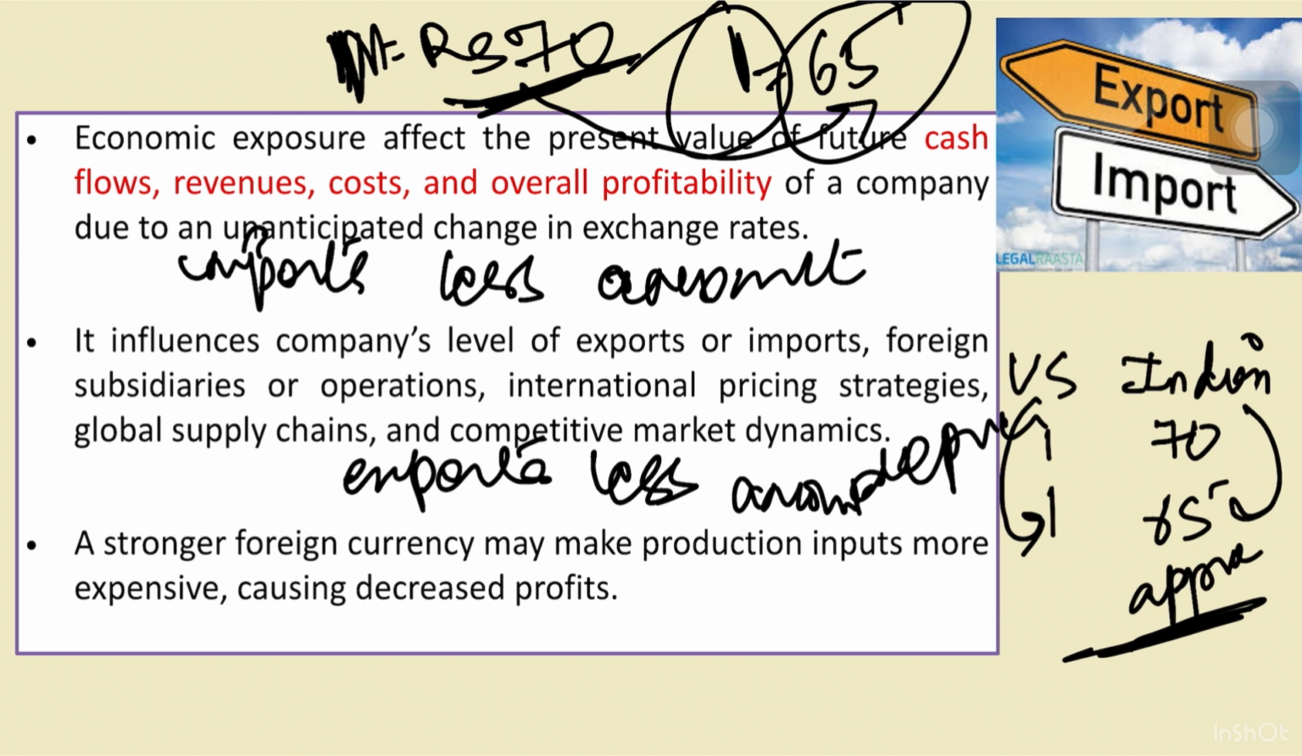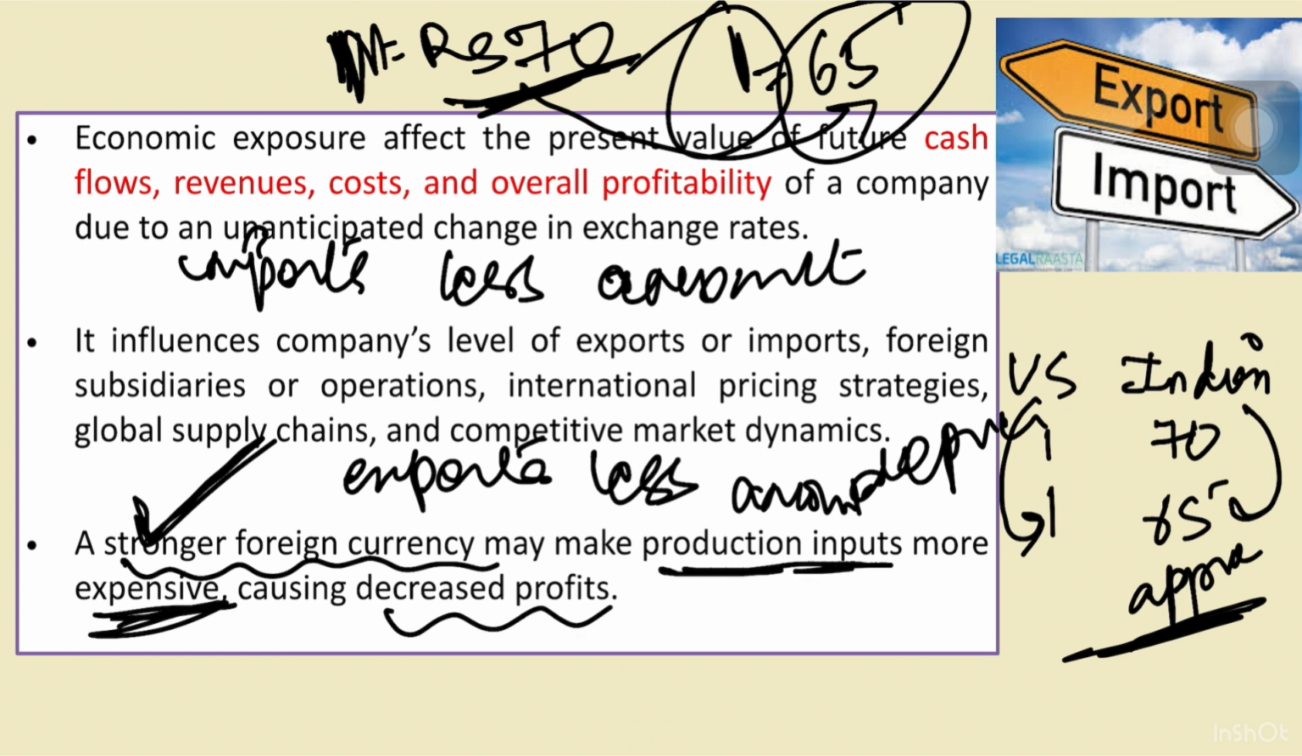Now I can say that stronger foreign currency may make production inputs more expensive, causing decreased profit. So whenever my currency is becoming stronger, my inputs are going to become more costly, and therefore it will decrease the profits of the firm. Clear?